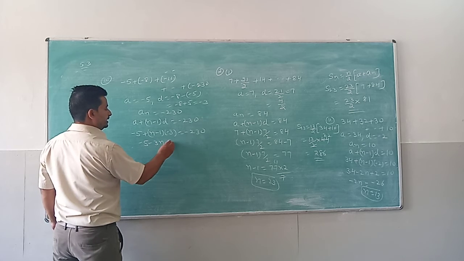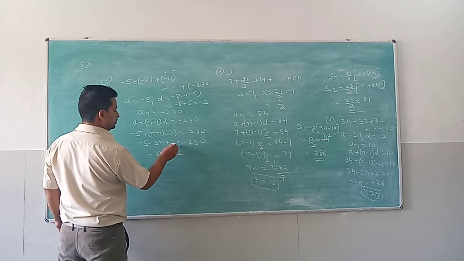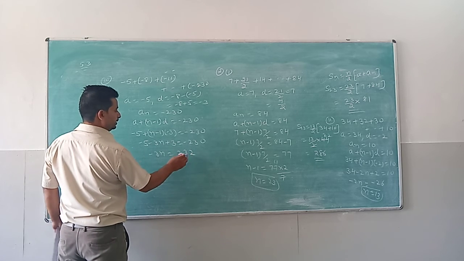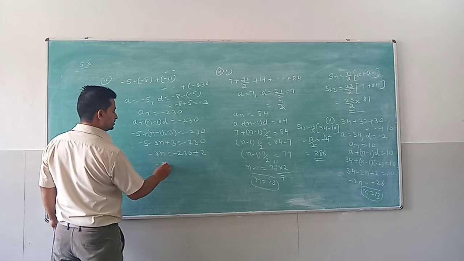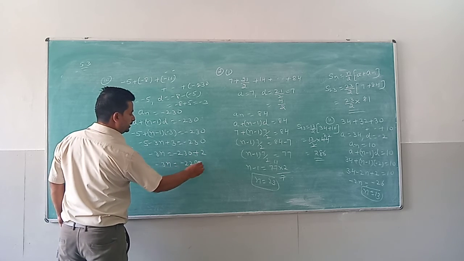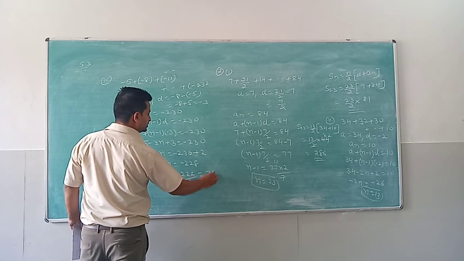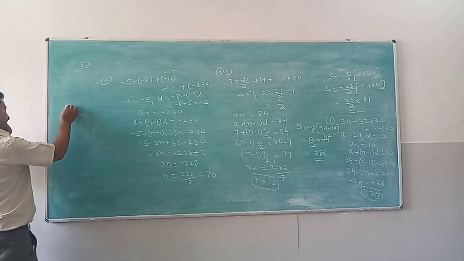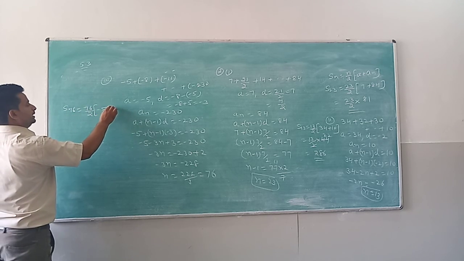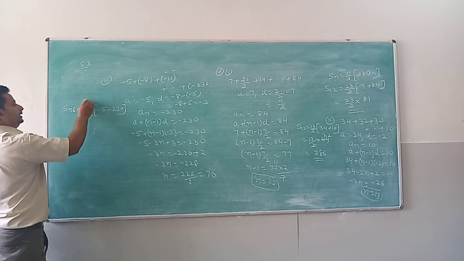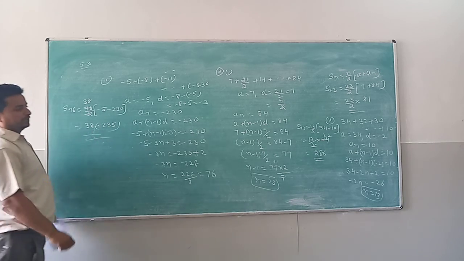Minus 5, minus 3n plus 3 equals minus 230. Minus 3n is equal to minus 230 plus 2, so 3n equals 228, so n is 228 by 3, which is 76. So 76 is the n. And its sum S76 is 76 by 2 into a plus an. So this is 38. Multiply 38 by minus 235 to get the sum of this AP.